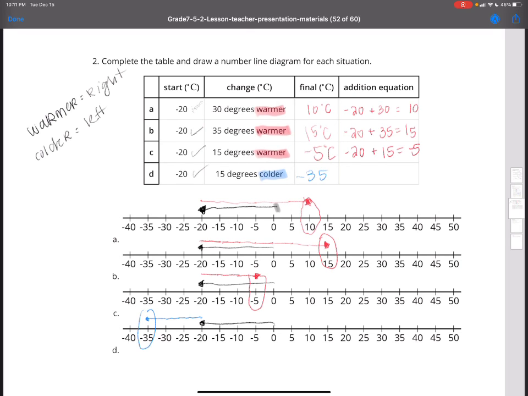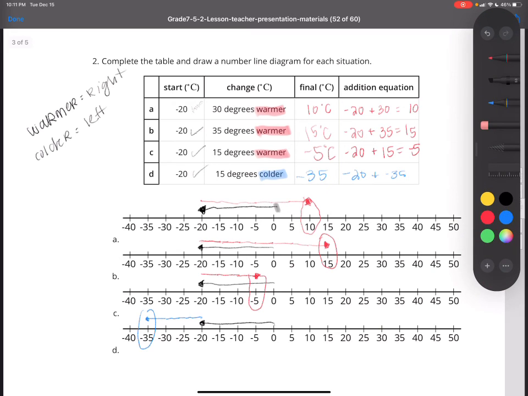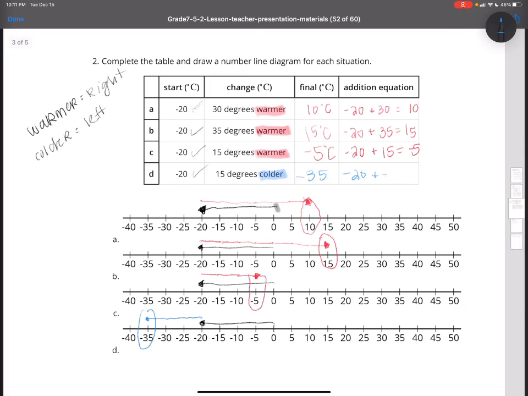So it should be negative 20 plus negative 35. Oh, not negative 35. I apologize for that. I'm always tempted to put the answer. So it's going to be plus negative 15. And I'm going to put parentheses around that negative 15 so you guys don't get confused with that addition and negative symbol, because a negative symbol looks like a subtraction symbol. I apologize about that. And it's going to be negative 35.